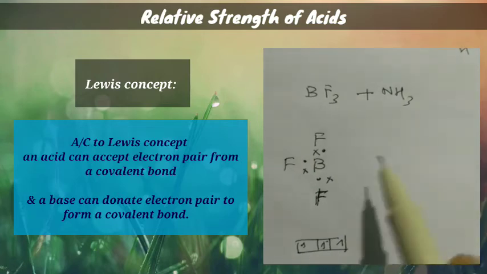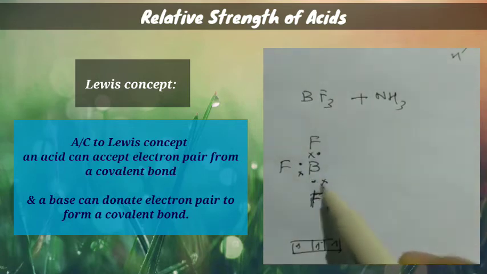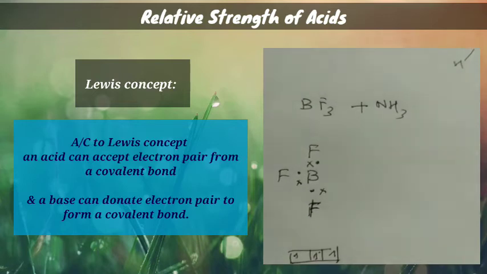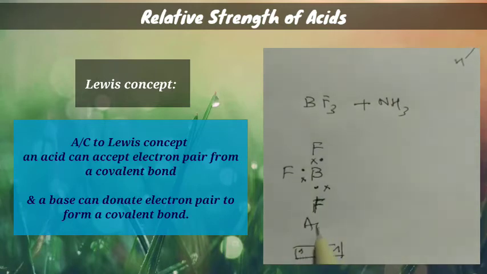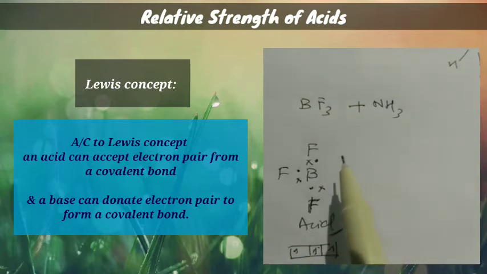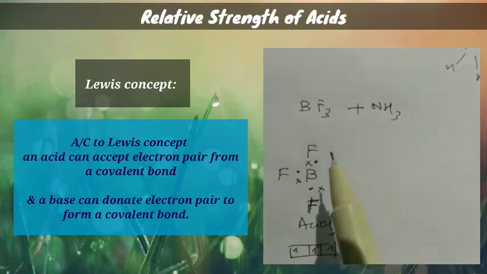Here there will be some vacant site, because you see 1 2 3 4 5 6, so 6 electrons will be there in the outermost orbitals. But we know that to become stable it needs how many electrons? 8 electrons, to get that noble gas configuration. So this will act as an acid. Why acid? Because it can accept electrons. It can accept one lone pair of electrons to gain the nearest noble gas configuration, to become stable.